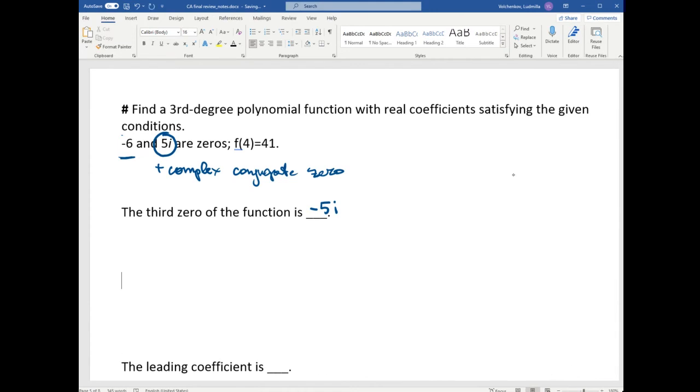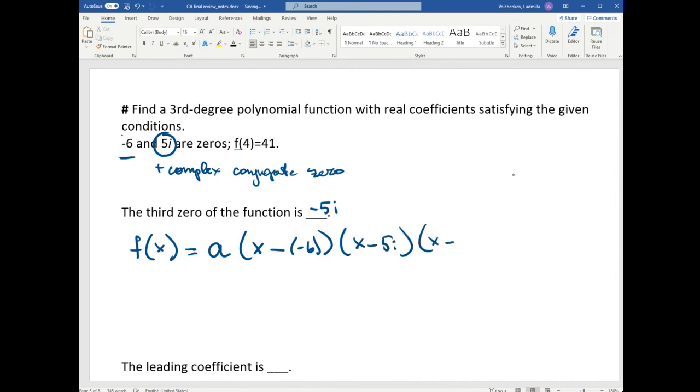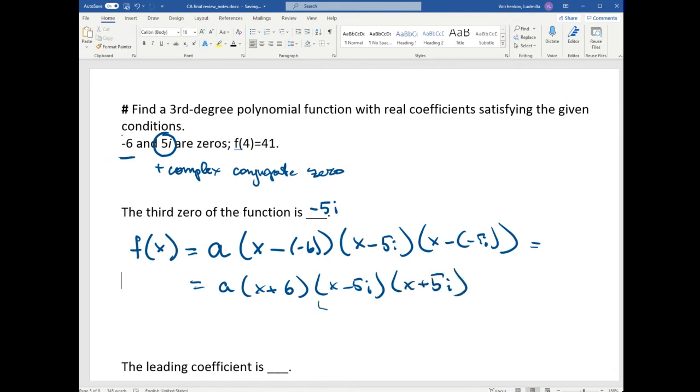Now we can write the equation of the function using the theorem that we have studied in the third chapter. So that polynomial function can be represented as coefficient a that we still have to find times the product of 3 factors, since we have a third-degree polynomial function: x minus negative 6 times x minus 5i times x minus negative 5i. x plus 6 times x minus 5i times x plus 5i. And this product can be written as a difference of squares.